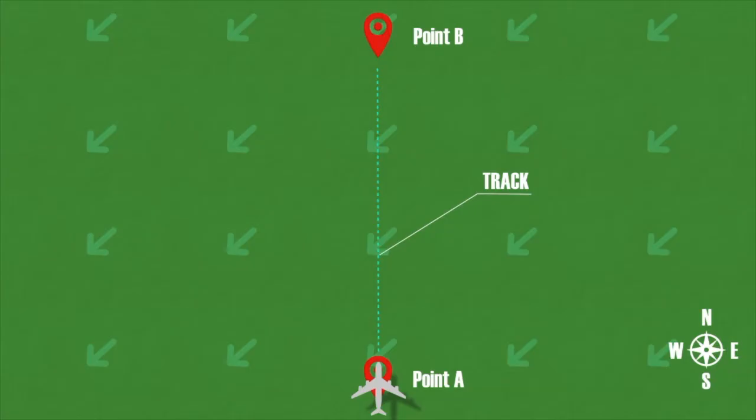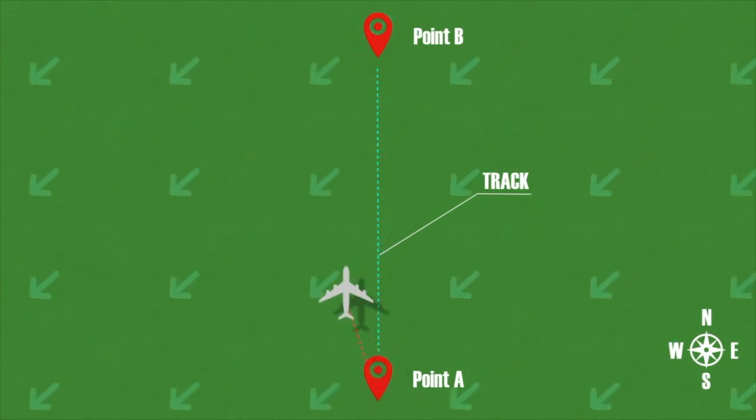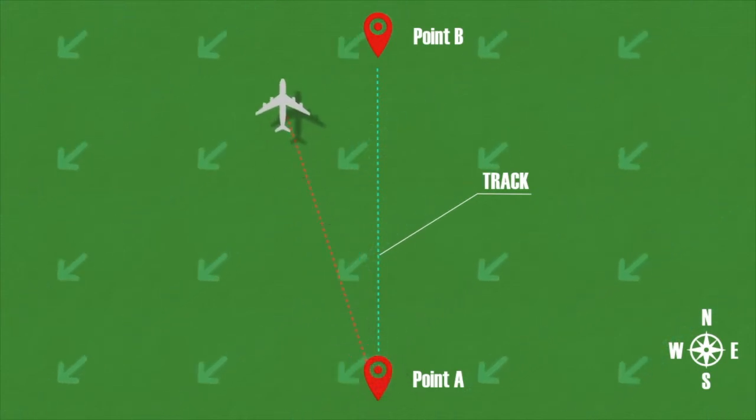Let's have a look at your flight from point A to point B again, and assume now that there is wind blowing from the northeast. As you fly, the wind constantly causes the aeroplane to drift off track to the west.